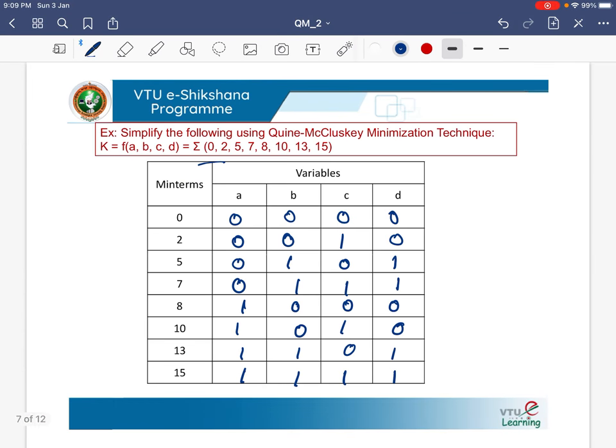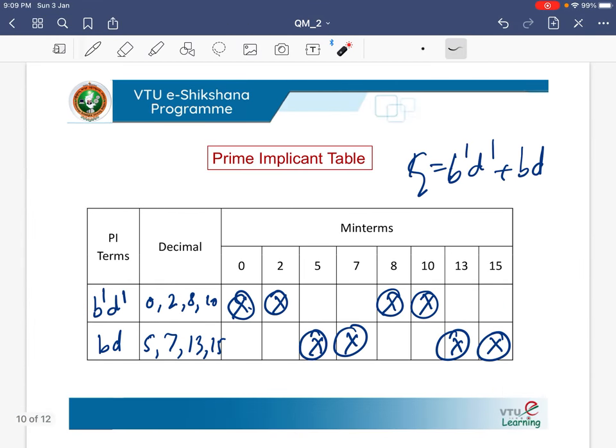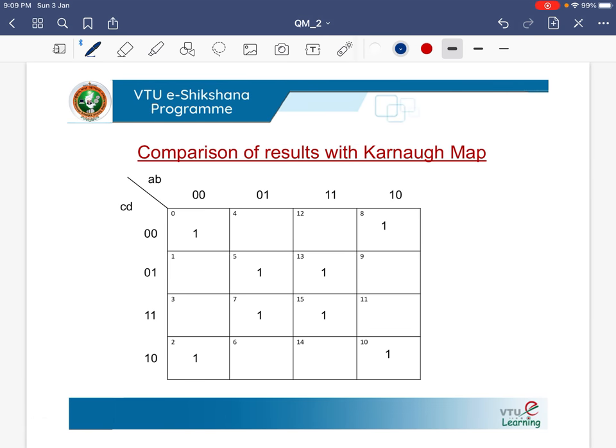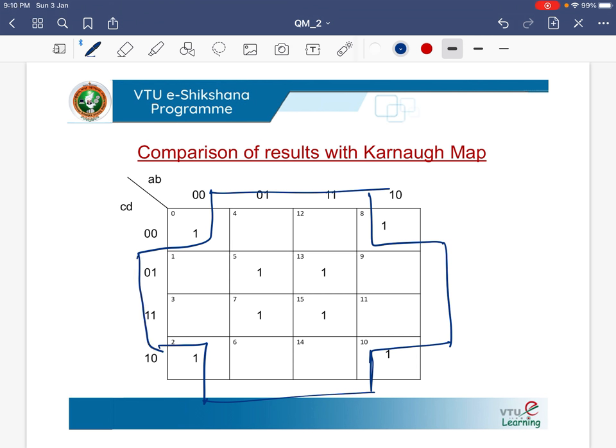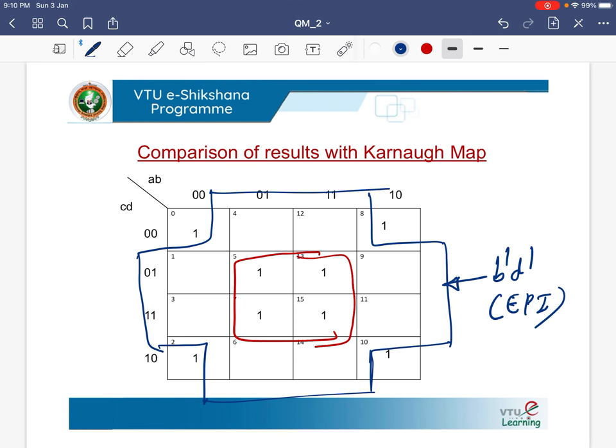See here, this is the problem given. For this, the minimized expression is K is equal to B bar D bar or BD. The same can be verified through the Karnaugh map. The ones are indicated with respect to the min terms which are given in the problem. Now we need to group. These four ones can be grouped together, and similarly these four ones can be grouped together. The expression for this is B bar D bar, which is an essential prime implicant. Similarly, the expression for this is BD, which is also an essential prime implicant.